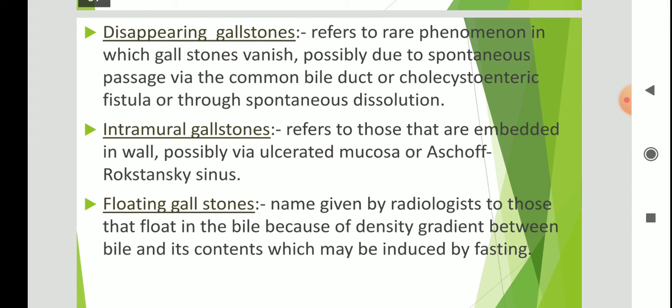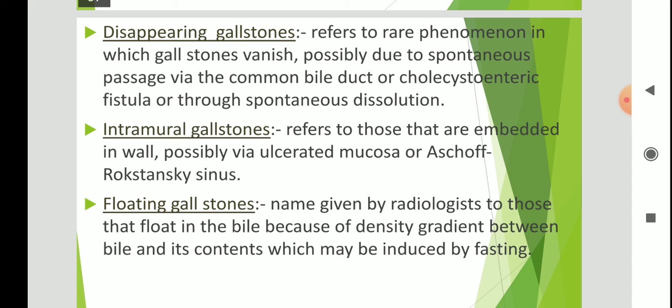Disappearing gallstones. What are these? This refers to a rare phenomenon in which gallstones vanish, possibly due to spontaneous passage via the common bile duct, a cholecystoenteric fistula, or spontaneous dissolution. Intramural gallstones refer to those that are embedded in the wall, possibly via ulcerated mucosa or Rokitansky-Aschoff sinuses.